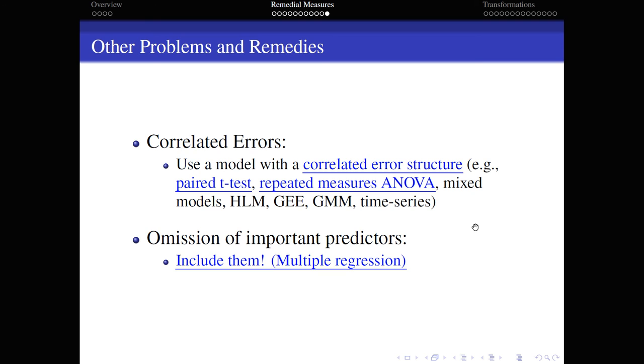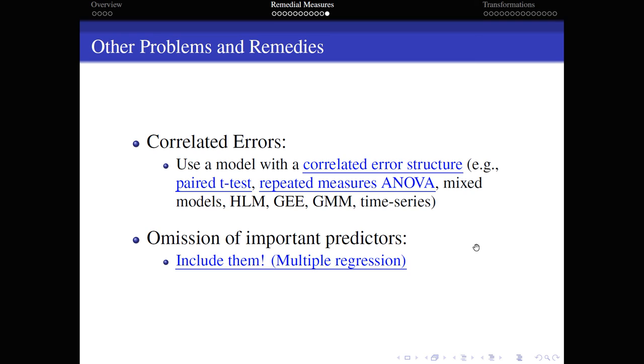Now, when we include multiple independent variables in the model, we get into a statistical analysis called a multiple regression, which will be the focus of the last half of this course. And it's in multiple regression that our options really, really explode as we're allowed to include multiple different predictors. But the solution, again, if you've omitted important predictors, is relatively straightforward. Just include the predictor of interest.